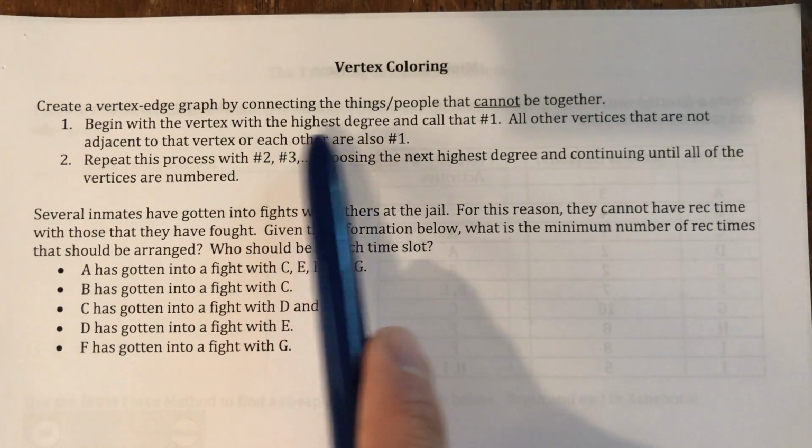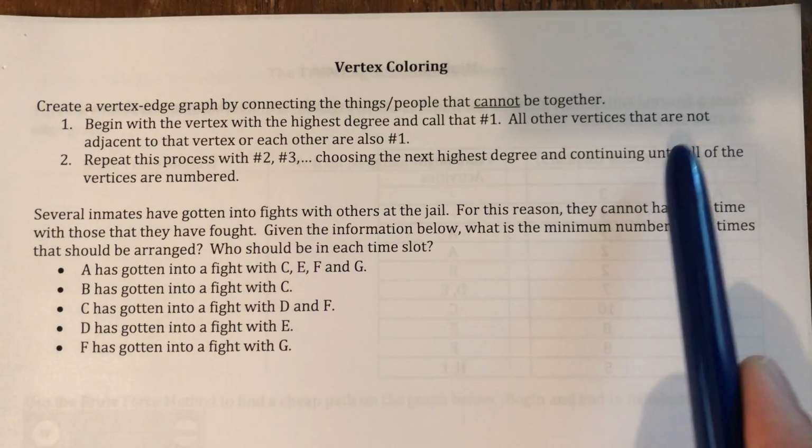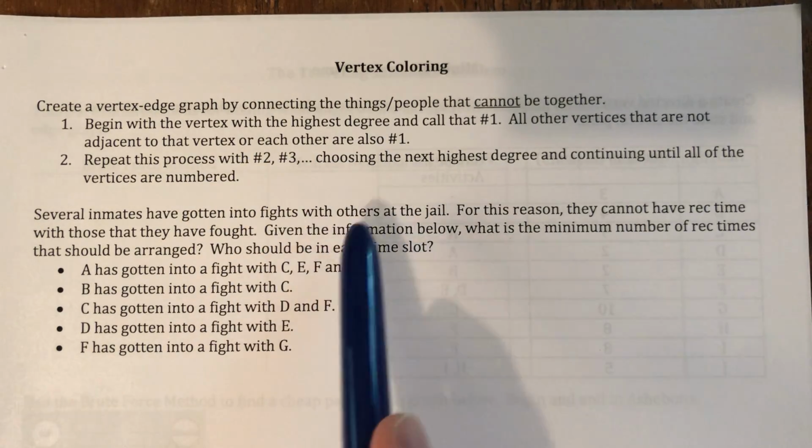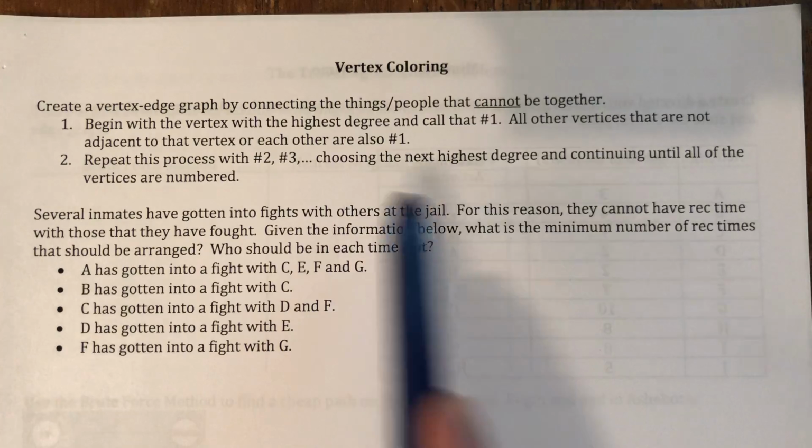We'll begin with a vertex with the highest degree, call that number 1. Everything else that's not adjacent to that is also number 1. Then, adjacent to that or each other, we'll repeat from 2 to 3, and here we go.